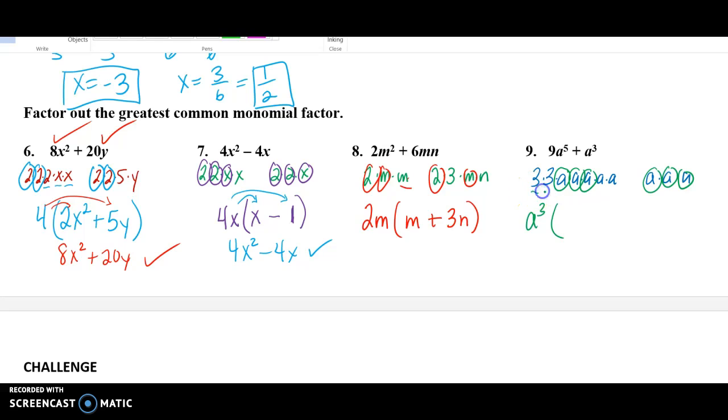And what's left over is a 3 times a times a, which is 9a squared. And in this second term, we've used up all the factors, so we put a 1 in there. Remember, again, not a 0, we put a 1 left over there. So, because when we distribute that a to the 3rd times 1, that'll get us back to our a to the 3rd from the original problem.